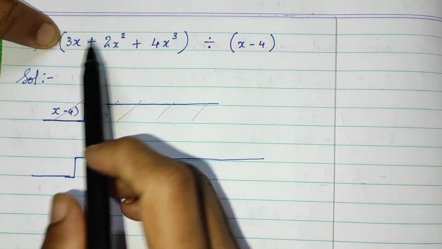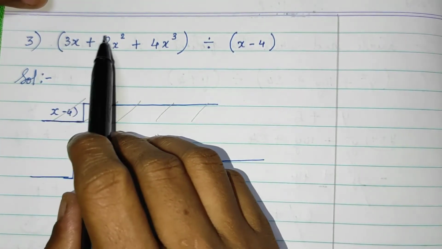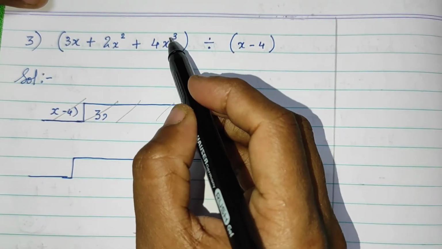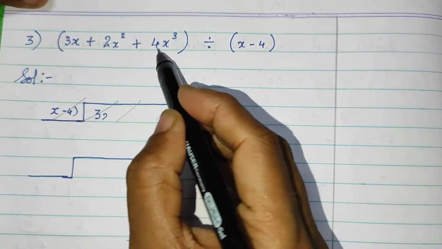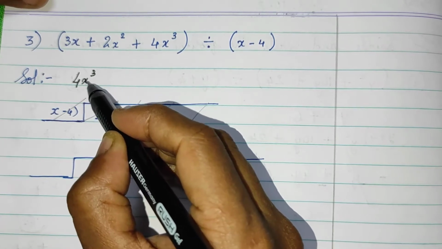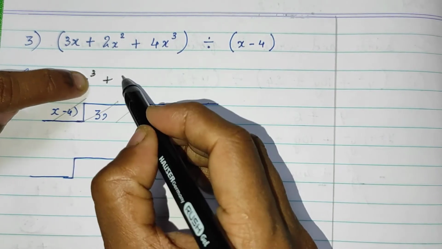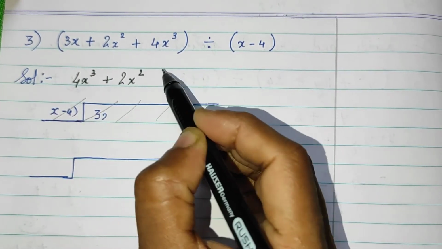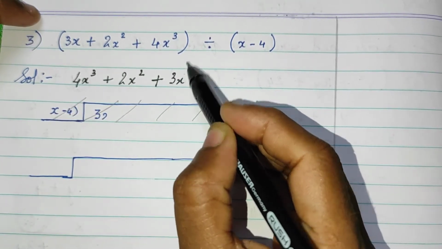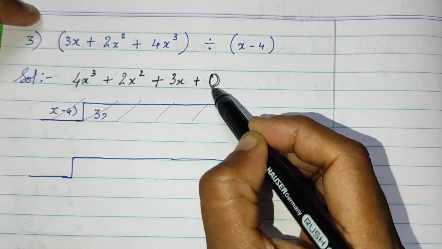Now look at this question carefully. It is not organized. It is not in descending order of powers. So first we have to put these terms in order. The highest index is 4x raised to 3. Then after 3 comes 2, so 2x squared. And then 3x raised to 1. और इसके बाद जो टर्म आता है, that term is not there, so you have to take 0.